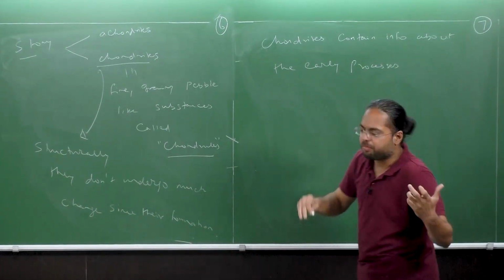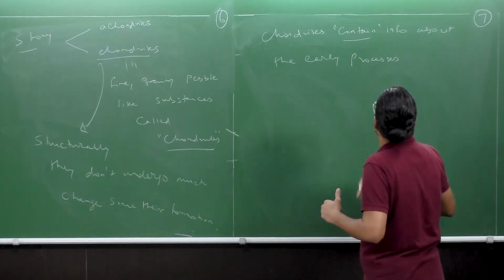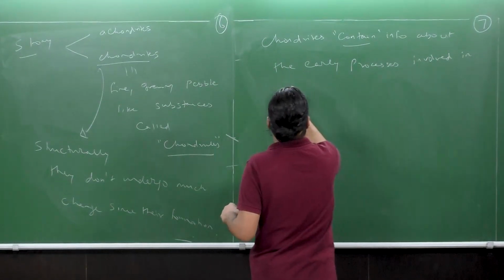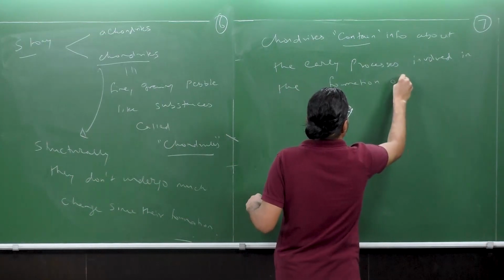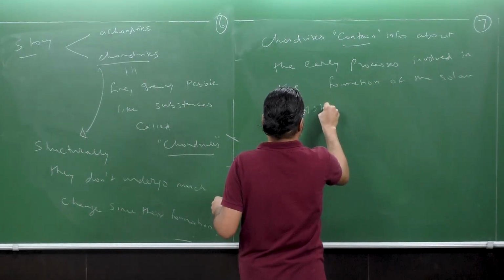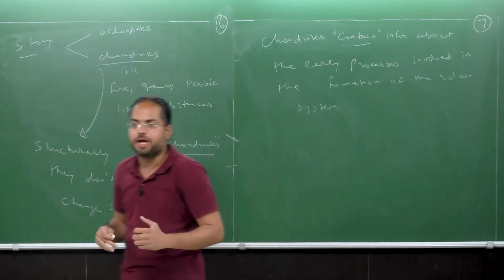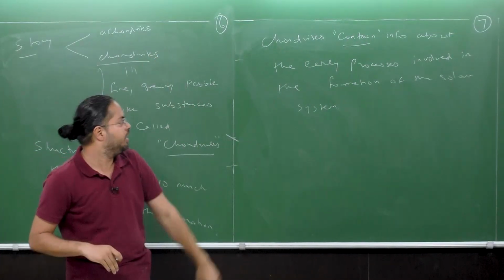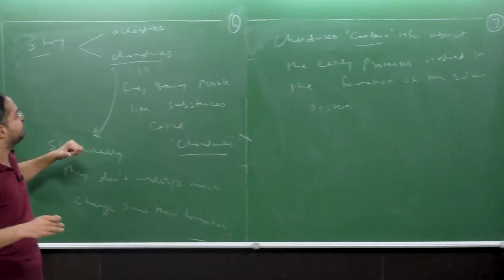See, when I say they contain, I'm saying that by analyzing the chondrites, we get this information. That's what I mean by they contain early processes involved in the formation of the solar system itself, because their structure hasn't changed much ever since they were formed right from interstellar debris. So they retain a lot of information due to the lack of any visible structural change.